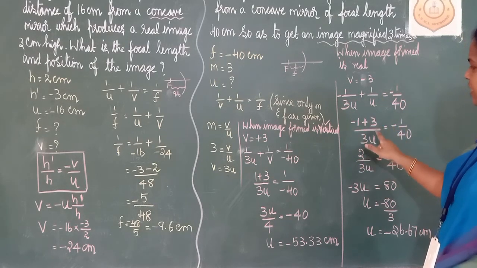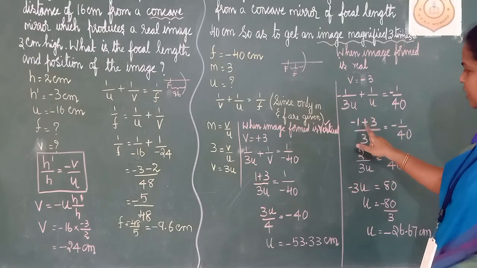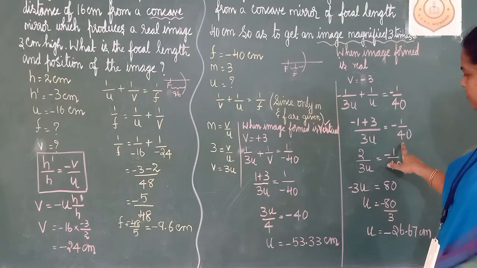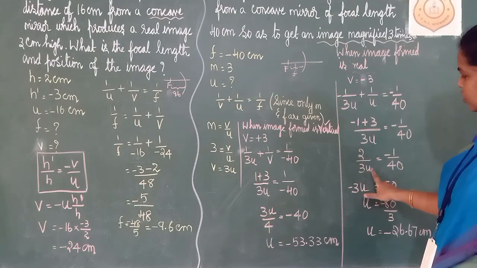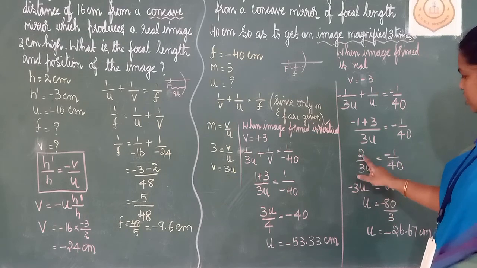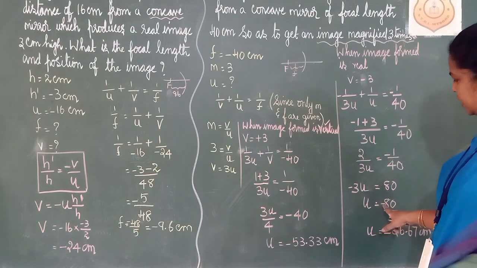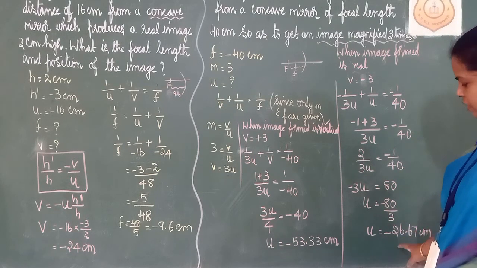If you take the LCM, 3u, you will get minus 1 plus 3, since this is 1u and this is 3u, so you multiply by 3. Minus 1 plus 3 is equal to 2. So 2 by 3u is equal to minus 1 by 40. Cross multiplying, minus 3u is equal to 80. U is equal to minus 80 by 3.